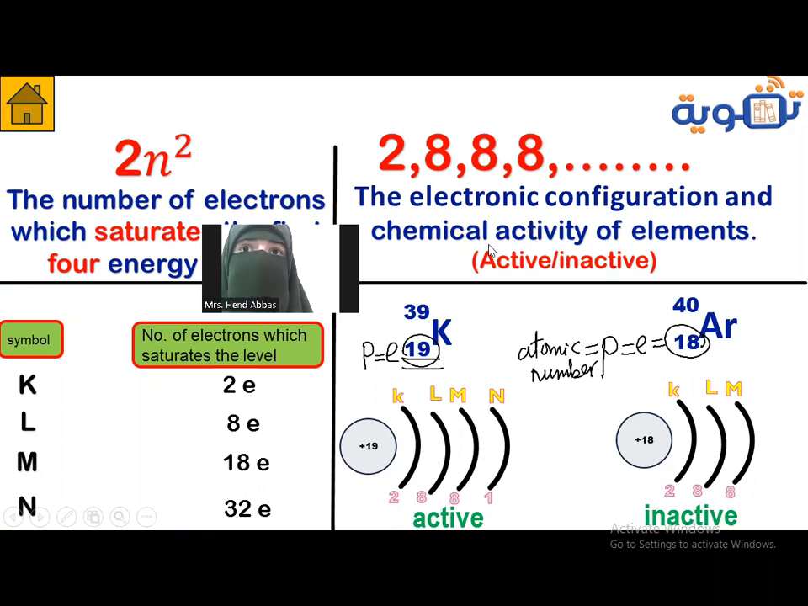Why? To know if this element is active or inactive. We can't write here 2, 9 or 2, 18, no. To know the chemical activity, you have to apply the octet rule.